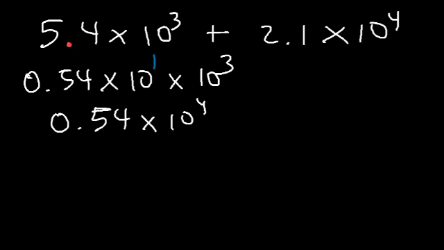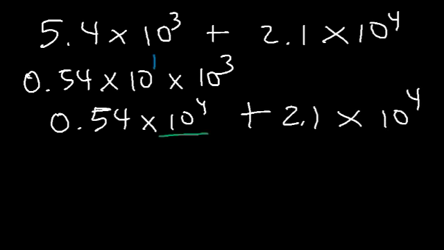Whenever you move the decimal point 1 unit to the left, the exponent is going to increase by 1. If you move the decimal point 1 unit to the right, it's going to decrease by 1. So we need to add 0.54 times 10 to the 4 with 2.1 times 10 to the 4. Since the multipliers are the same, we can now write it like this: 2.1 plus 0.54.